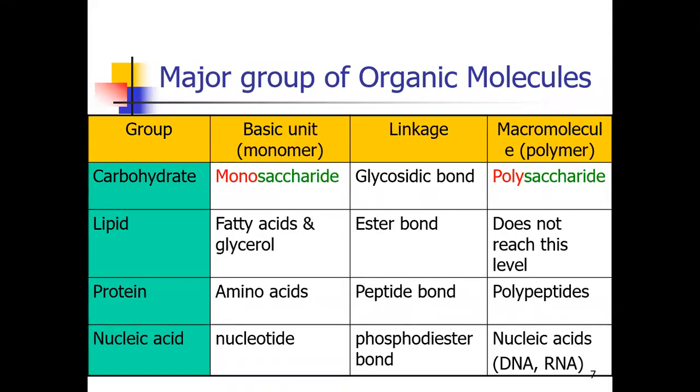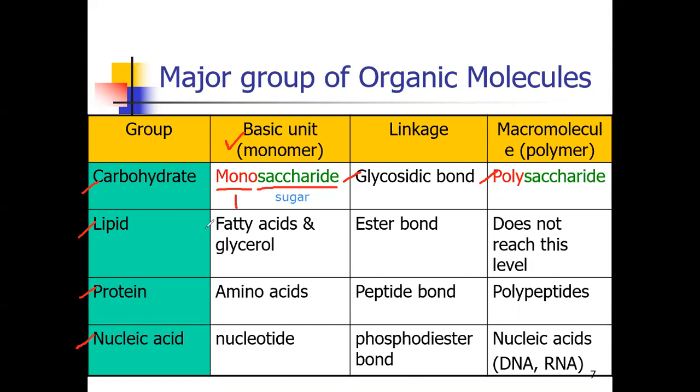So here in the table, I'm showing you the four major groups of organic molecules that you're going to learn in your syllabus. The first one is carbohydrate, followed by lipids, followed by protein, and lastly, nucleic acid. Now, carbohydrate, the basic unit of the monomer is called monosaccharide. Mono stands for one, sacchar stands for sugar. So one unit of the monomer. Then the monomers are joined up by glycosidic bond, which is a type of covalent bond, to form polysaccharide.